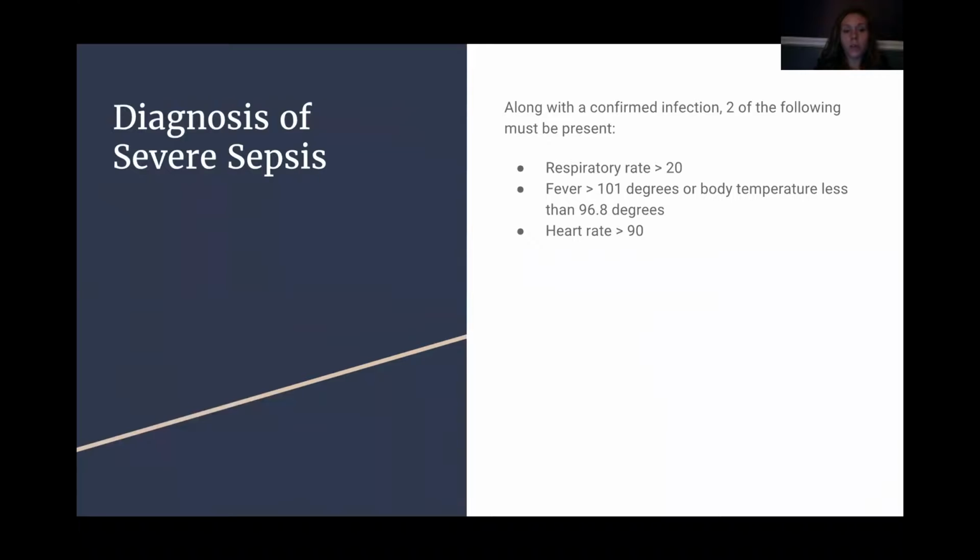So just to go a little bit further into severe sepsis, because that's what my case study actually is on, along with the confirmed infection, two of the following must be present: a respiratory rate greater than 20, a fever greater than 101 degrees or body temperature less than 96.8 degrees, or a heart rate greater than 90.